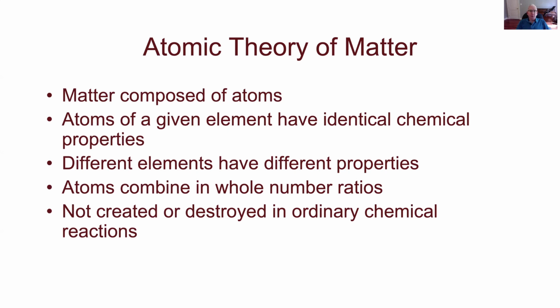If we do the right experiments, we can find out what element a given atom happens to be. There are a lot of different ways we could do that, but those things are important to our understanding. It means that we can distinguish one element from another.